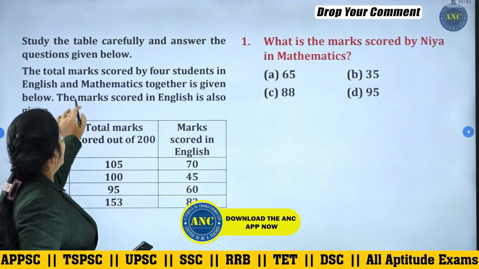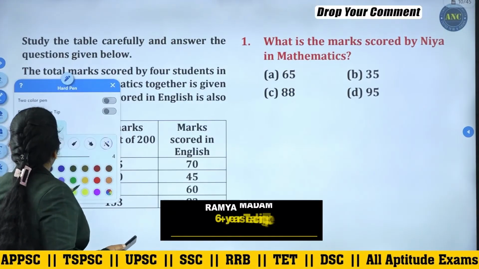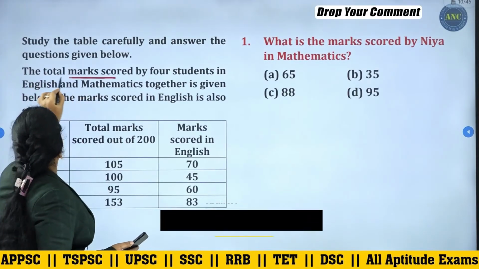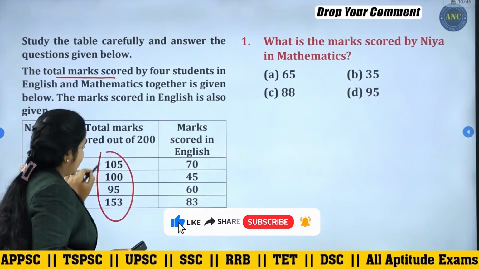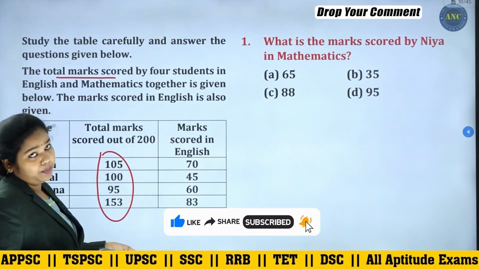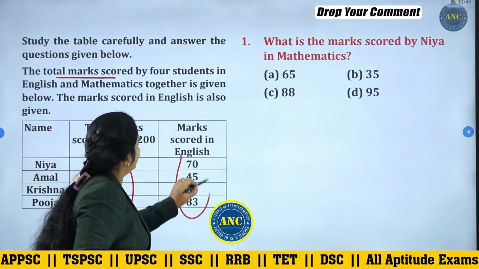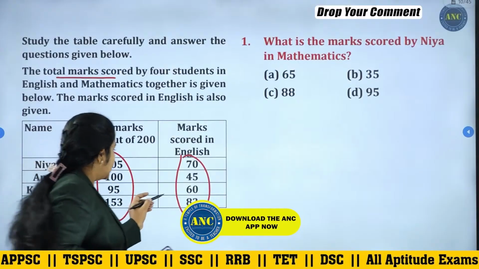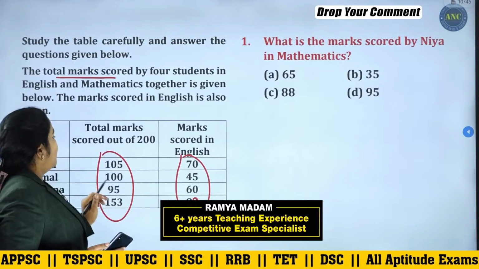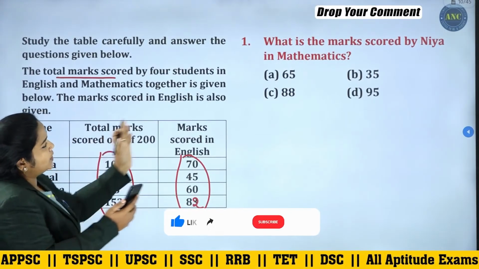What are they saying? The total marks scored by the students are given below. Who are the students? Nia, Amal, Krishna and Pooja. And they are also saying that the marks scored by the students in English are also given. This is 82. Okay, fine. So now what do we have to do? We have to go to the question.